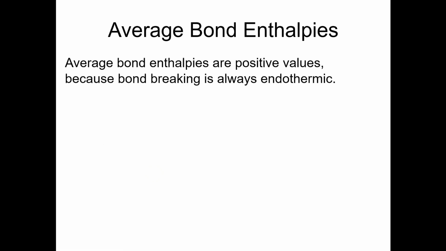So just to summarize, average bond enthalpies are positive values because bond breaking is always endothermic. And so that's the same. Bond dissociation enthalpy in that sense is the same as lattice energy. It's a positive value because you're breaking things apart.